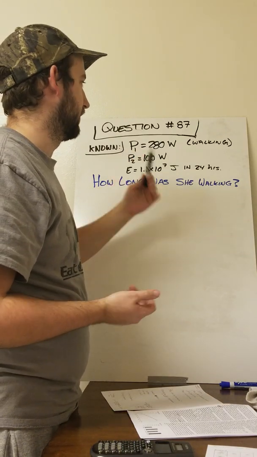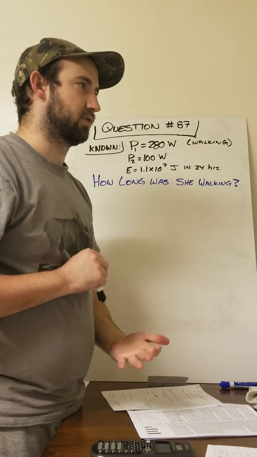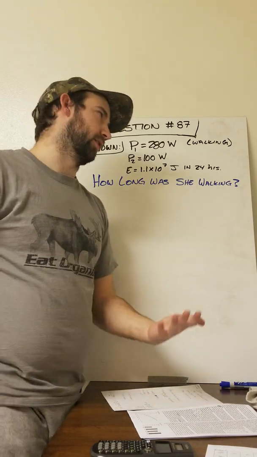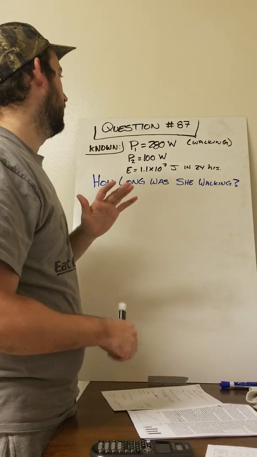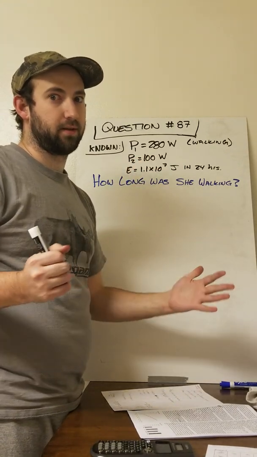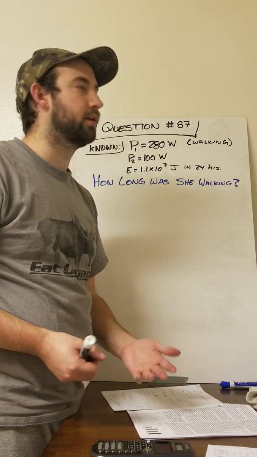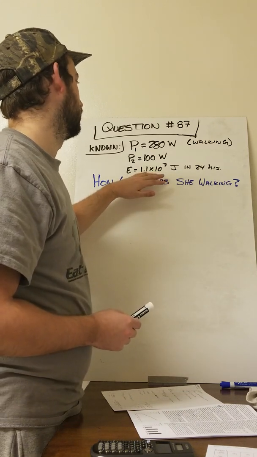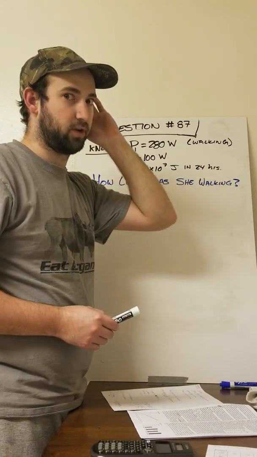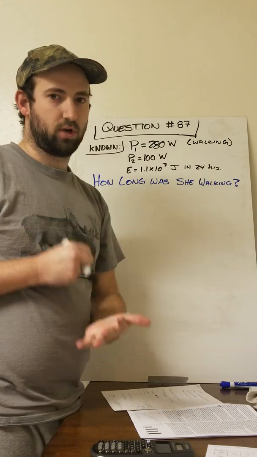power 1, that variable is 280 watts, that's the rate, and that's when the student is walking. So it's like between classes or walking home or whatever, it's 280 watts. P2 is 100 watts, and it says that that's throughout the rest of the day. Just if she's not walking, it's just 100 watts is the rate. And then total, she uses 1.1 times 10 to the 7th joules, and that's in a 24-hour period. And then the question wants to know how long this student was walking.